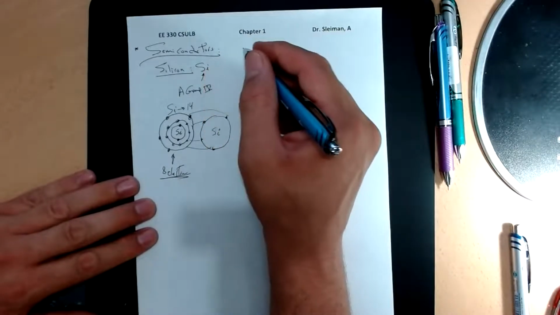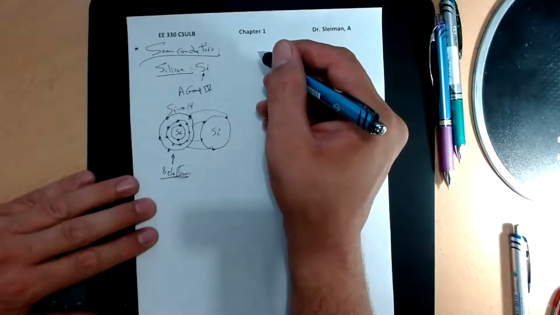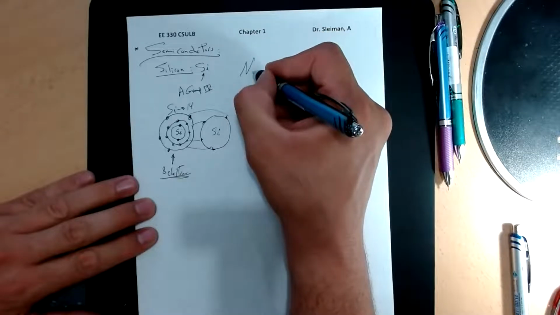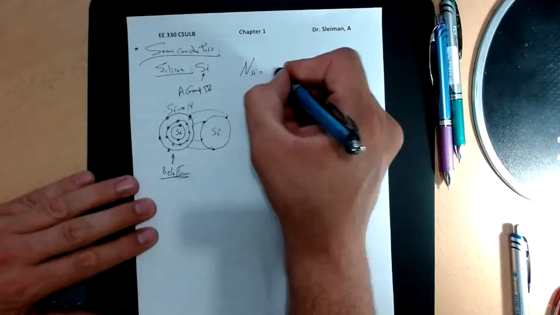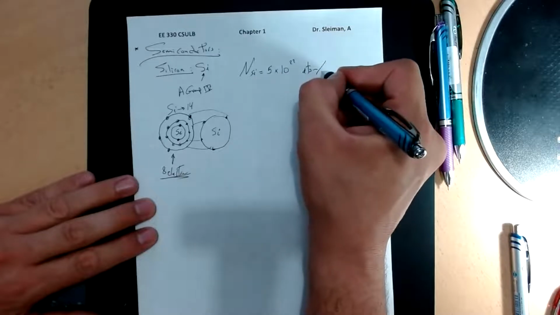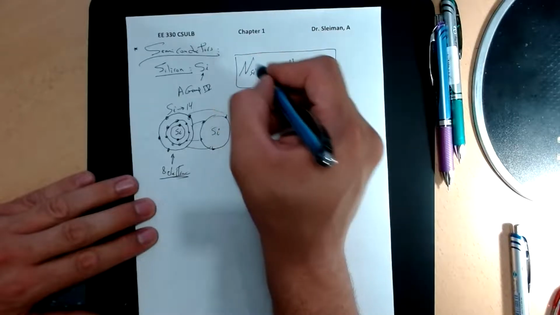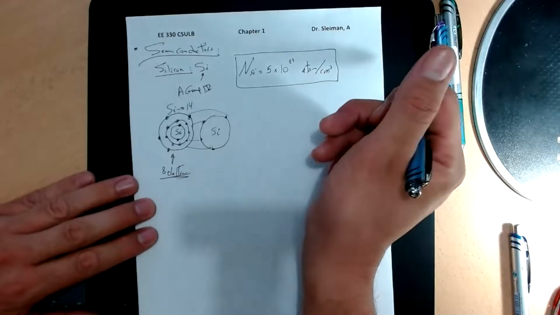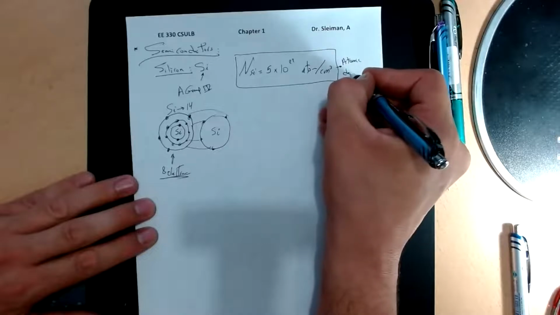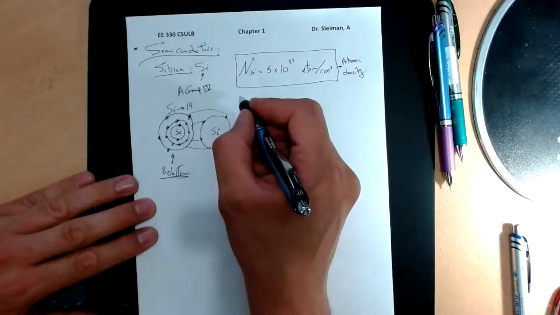So using silicon, the number of silicon atoms per volume, the N, is a constant. You need to remember that all the time. 5 times 10 to the power 22 atoms per centimeter cubed. What is this number? This number is the number of silicon atoms per unit volume. And this is atomic density.